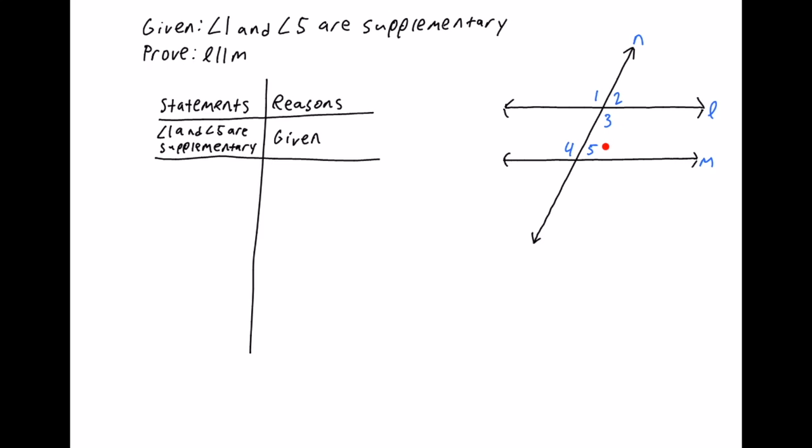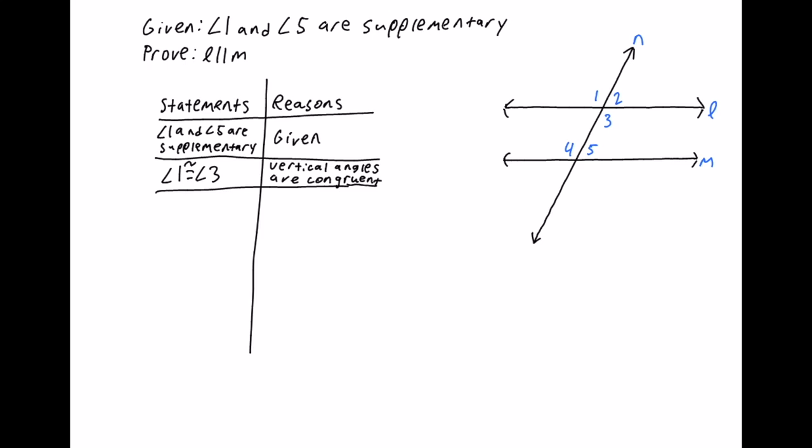Well, angle 1 and angle 3, we know are vertical angles. So since they're vertical angles, that means they're congruent. So we can say angle 1 is congruent to angle 3. And the reason for that is vertical angles are congruent.